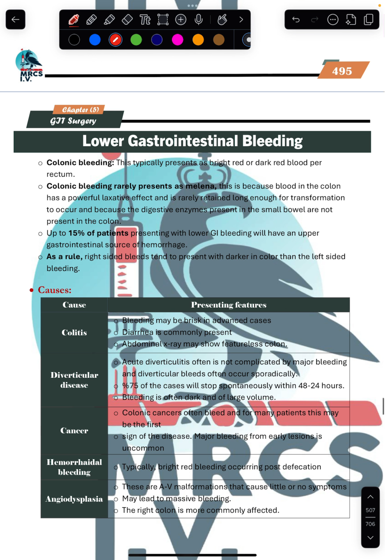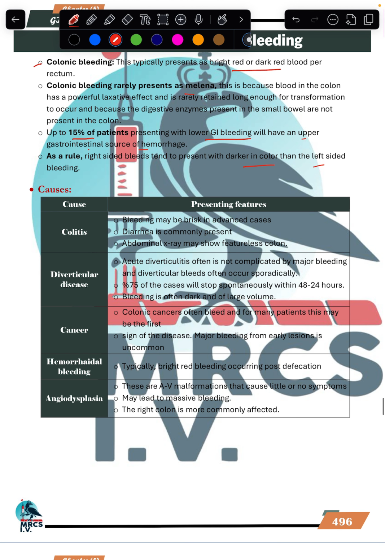So this was upper GI bleeding. Now lower GI bleeding. Colonic bleeding is most common, typically presenting with bright red color. Colonic bleeding may rarely cause melena, because blood in the colon acts as a powerful laxative and is rarely retained long. About 15% of patients with lower GI bleeding will have an upper GI source. As a rule, right-sided bleeds tend to be darker in color, and left-sided bleeds brighter. The causes include colitis, bleeding in brisk and advanced cases.